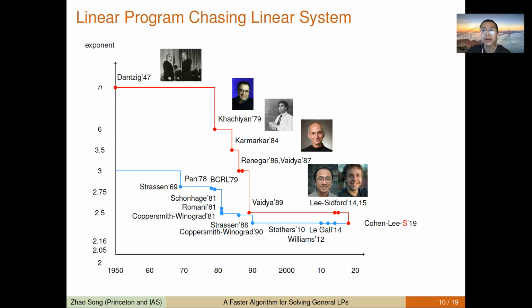However, if omega equals 2, our algorithm will stop at 2.16. So in this talk, we show how to shift the 2.16 to 2.05. As you can see from this picture, the 0.05 is already very close to 2.